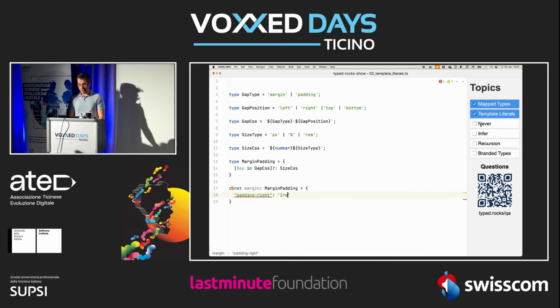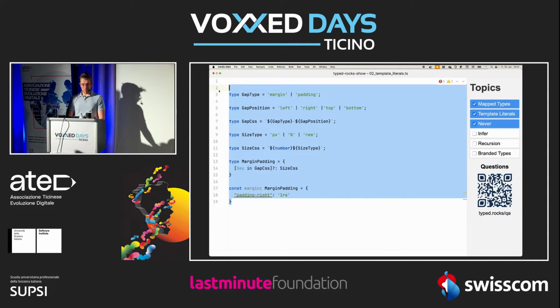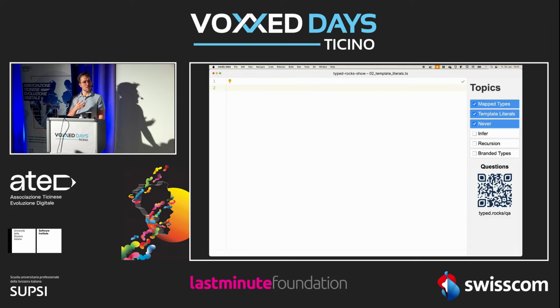So the next thing is about the never type. Many of you maybe have already seen it somewhere in code, but maybe have not really used it, because at the start I also was thinking, well, how is this really useful? Before I explain the never type, we have to take a quick look into conditional types.